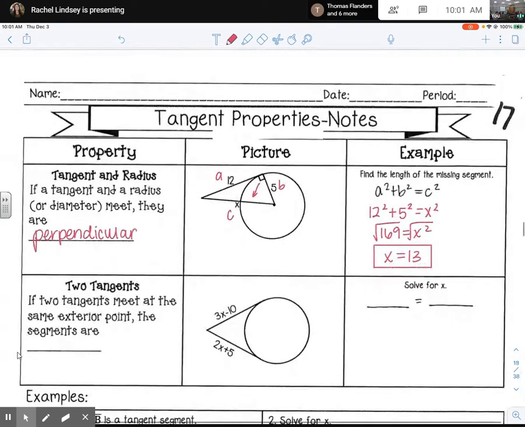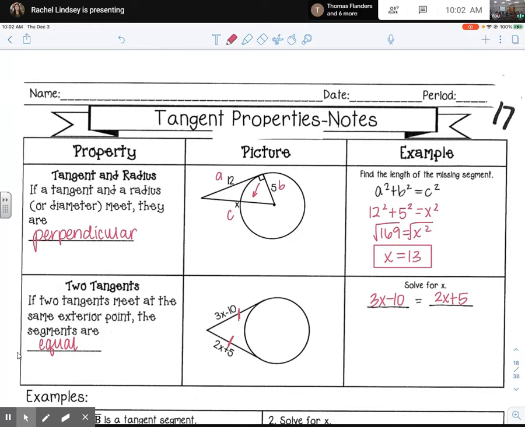Okay. So if you have one like the next one, if you have two tangents that meet at the same exterior point, then the segments are equal. So in this picture, these two segments are the same. Anytime you have tangents outside like that, they would be the same. So to solve for X on that, you just set them equal to each other. So 3X minus 10 equals 2X plus 5.